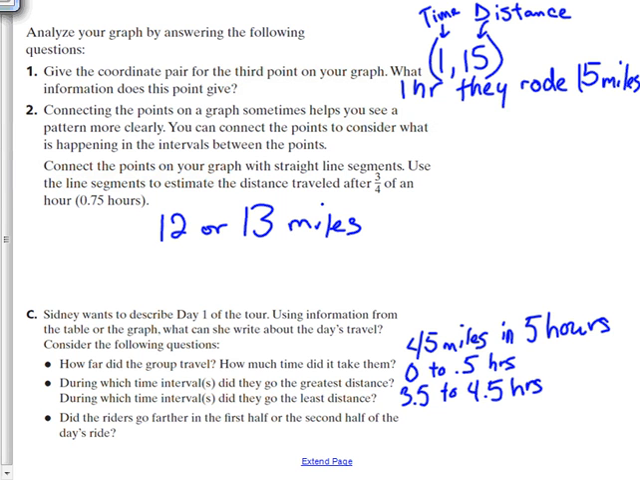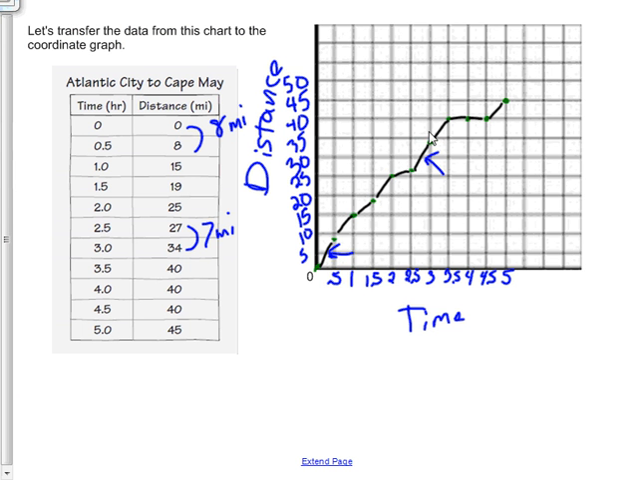All right, I wrote in my answers for that second bullet point in C. Now I'm going to look at this final bullet point. Did the riders go farther in the first half or the second half? Well, first half of the day, if you look at 0 to 5, halfway in between would be 2.5. So at 2.5, they went 27 miles. After that, they went up to 45 miles. So here's the difference. I'm going to get rid of this. I'm going to get rid of this. And I'm going to break it up in the half day.